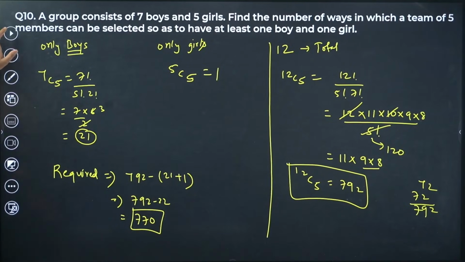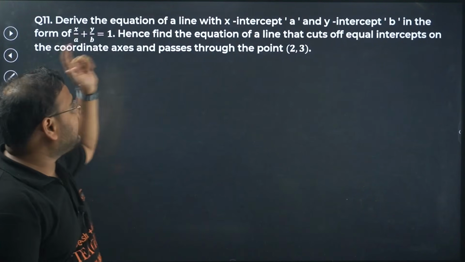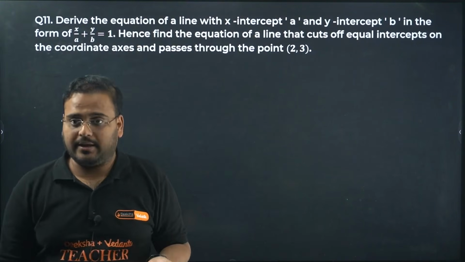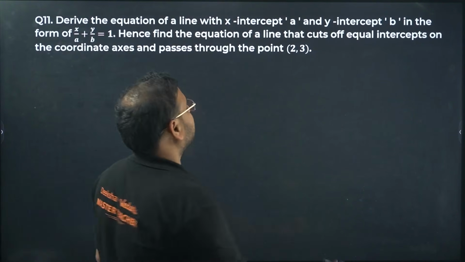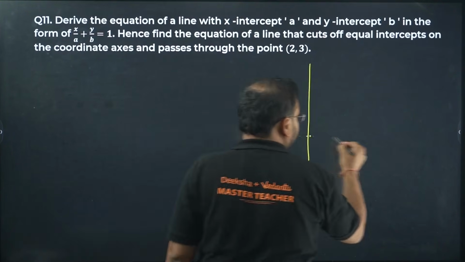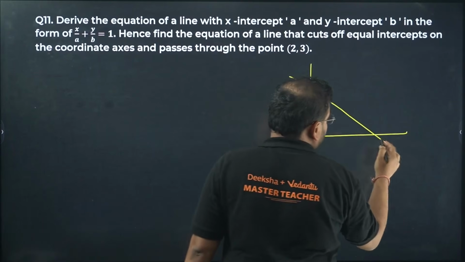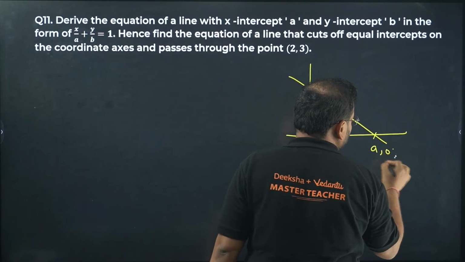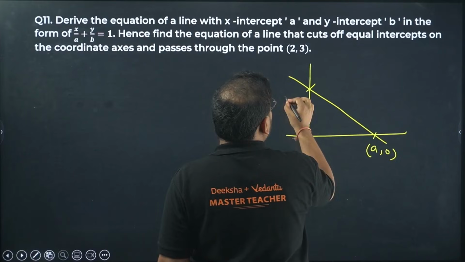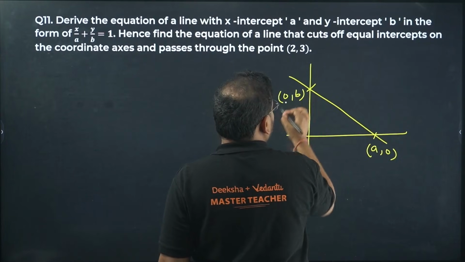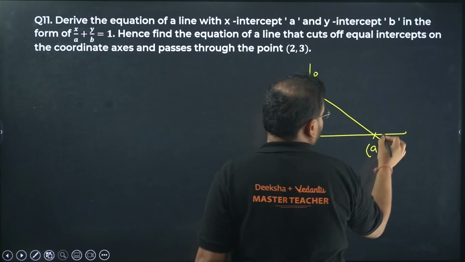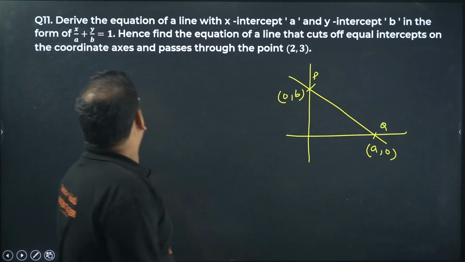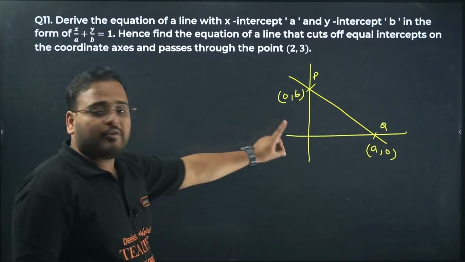Next. Derive the equation of a line with x-intercept A and y-intercept B. Okay. X-intercept A means over here we have (A, 0). Y-intercept B means we have (0, B). Let's say the points are P and Q. In this form they are asking, how do you find this line?